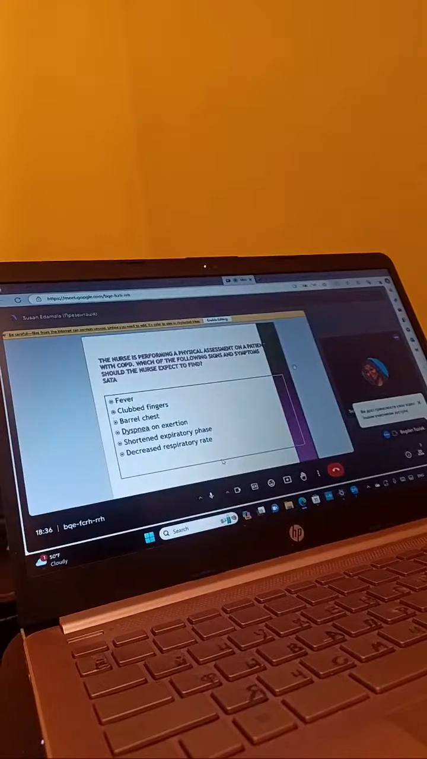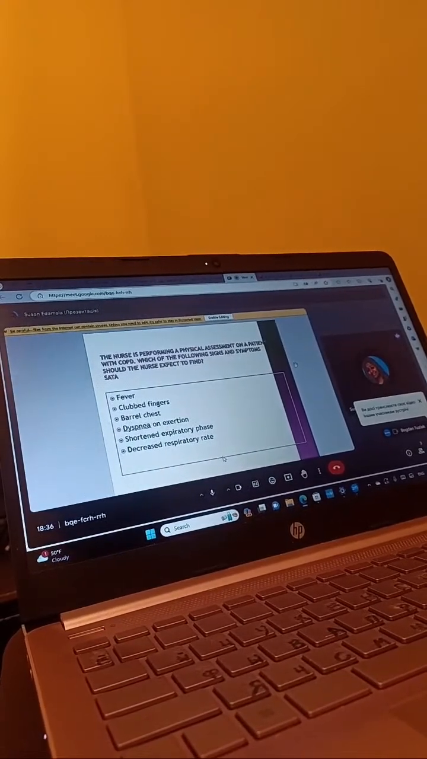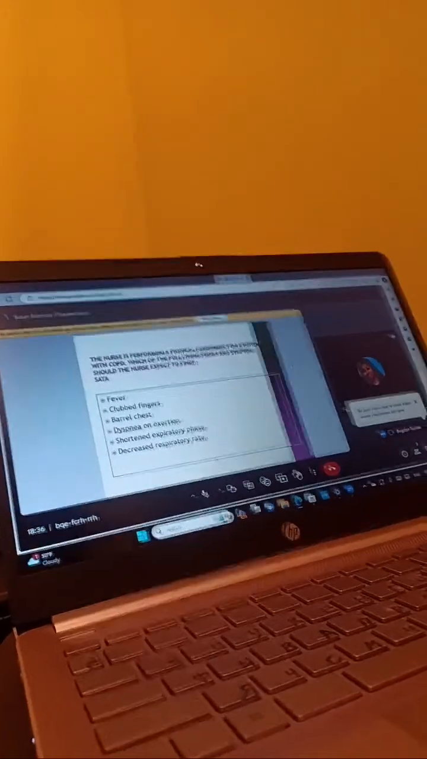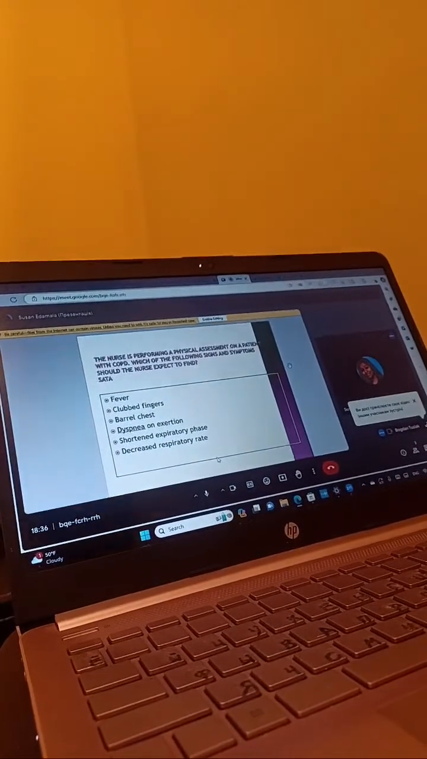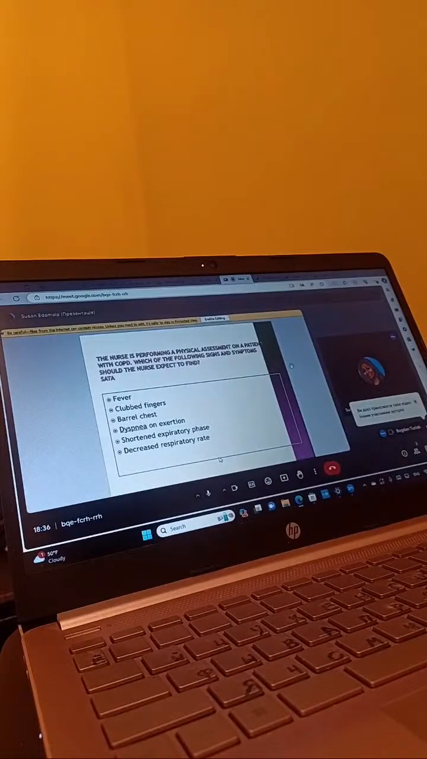So it is in the yes column. Then barrel chest. Barrel chest means like a barrel, like a tub. Is this correct for COPD?